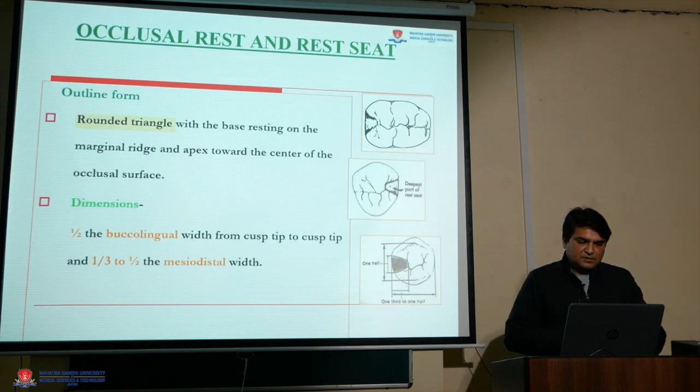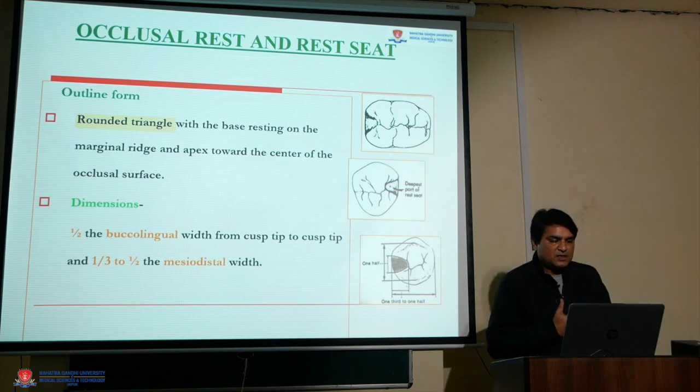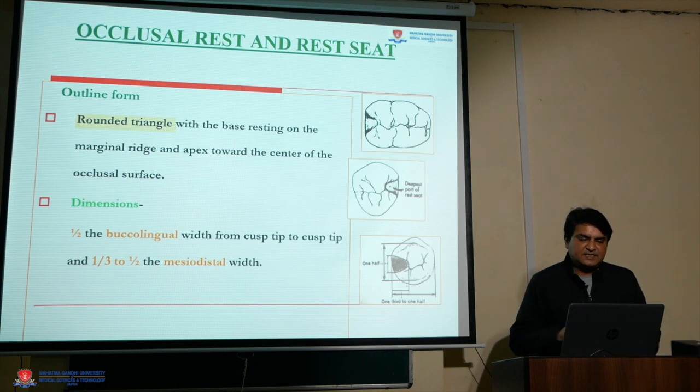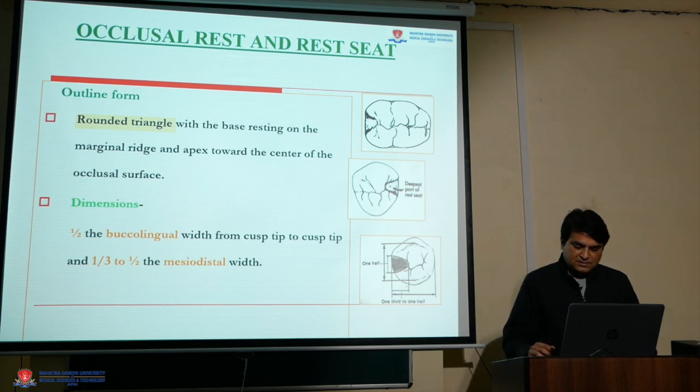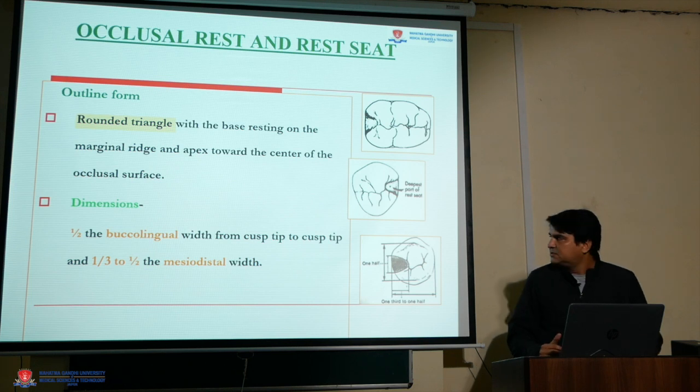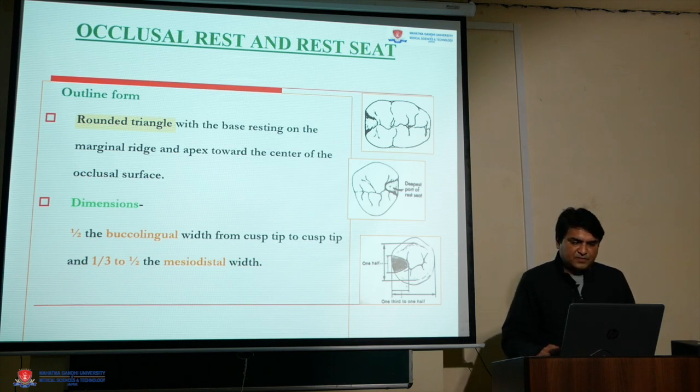The design of the occlusal rest and rest seat: the outline form is basically a half spoon shape or a rounded triangle with the base resting on the marginal ridge and the apex towards the center of the occlusal surface. The dimensions are one half of the buccolingual width from cusp tip to cusp tip, and one third to one half in the mesiodistal width.